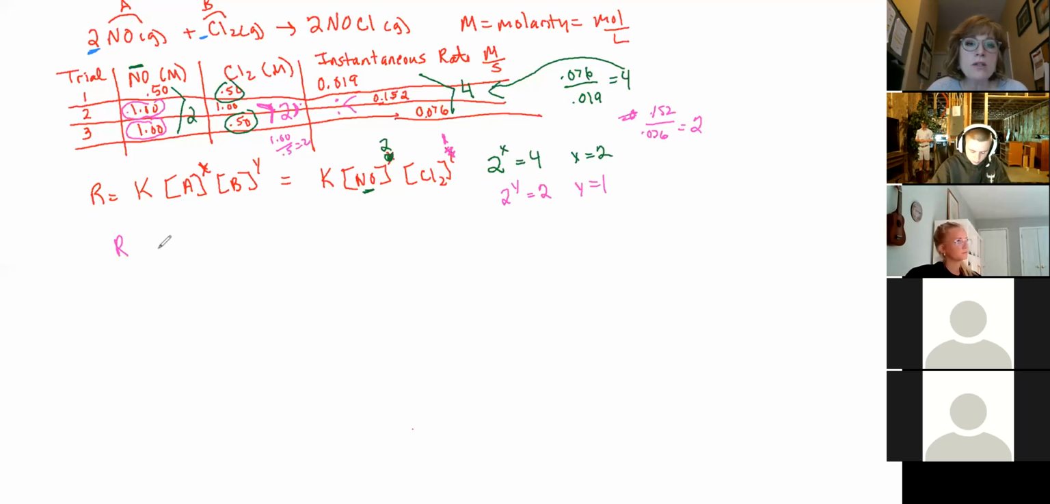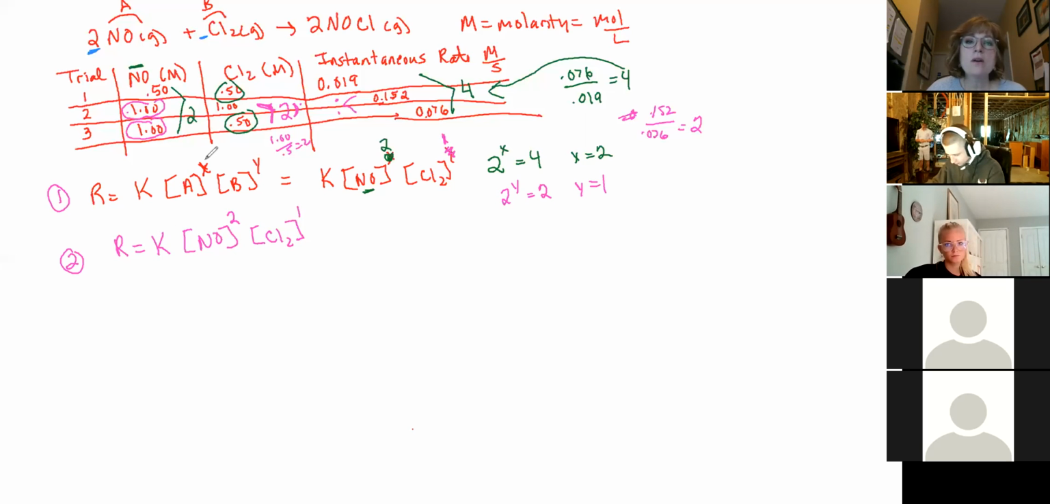So the rate equation is going to equal K times the concentration of nitrogen monoxide squared times the concentration of chlorine to the first power. And so, you don't have to write a 1 there, but if you do, you don't get it wrong. Okay, now we have to figure out K. After the first job, figuring out X and Y, the second job we do is figure out K.